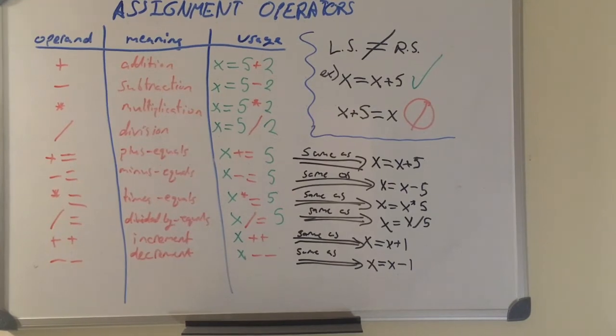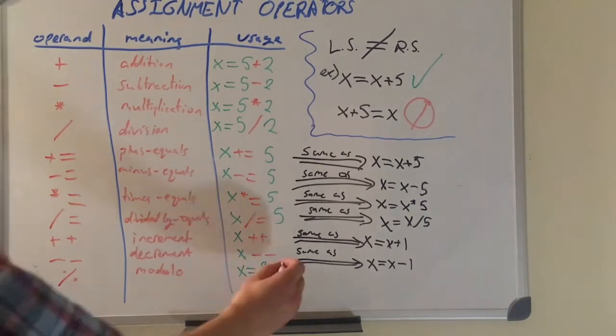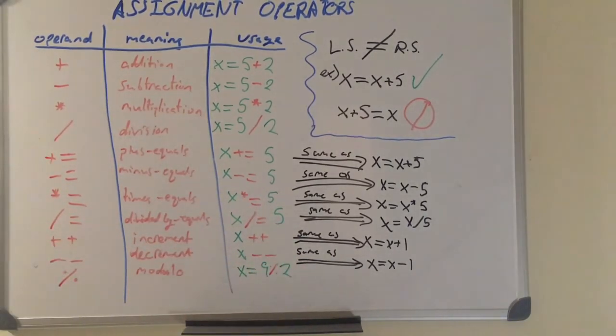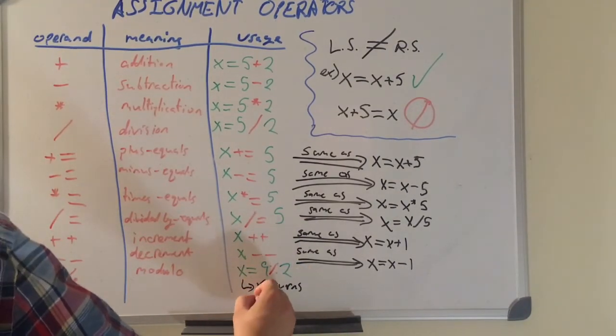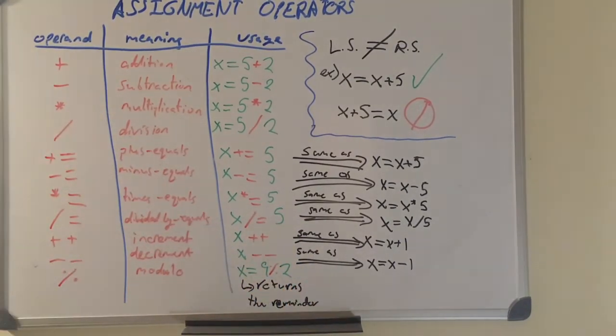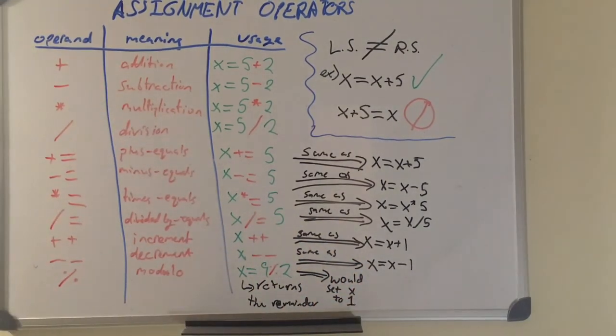The final operator we'll talk about is the percentage sign, which is called a modulo. This will divide a number by another number and return the remainder. For example, the expression x = 9 % 2 will set x equal to 1, because the remainder of the expression 9 divided by 2 is 1.